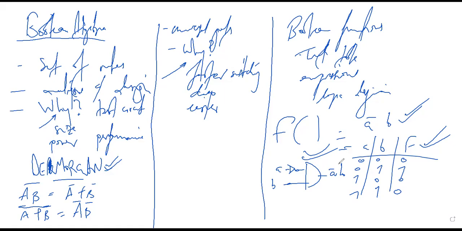And today we'll be talking of min terms, max terms, sum of products, product of sums. We call this canonical forms. Today we'll be talking of canonical forms. Right, just a minute.